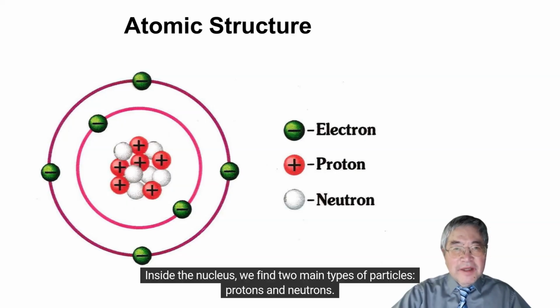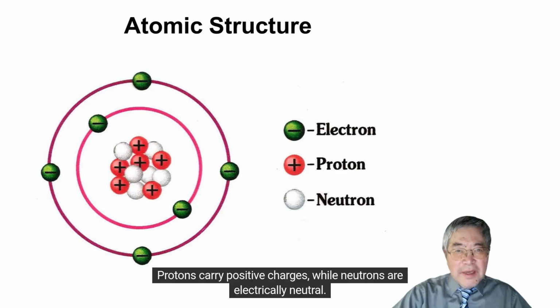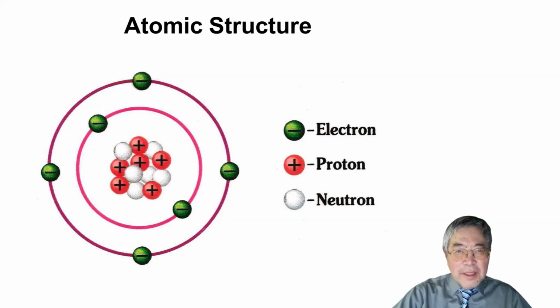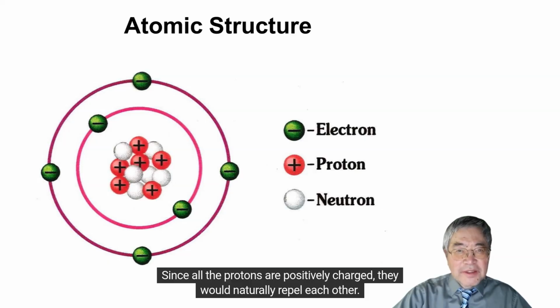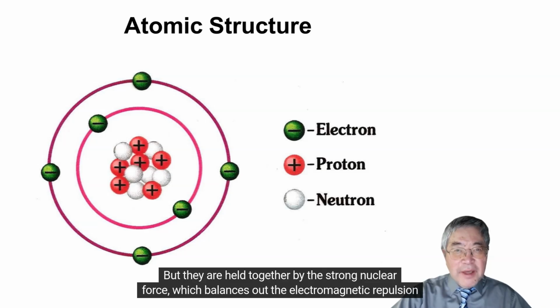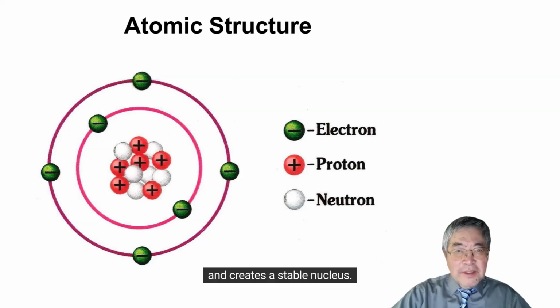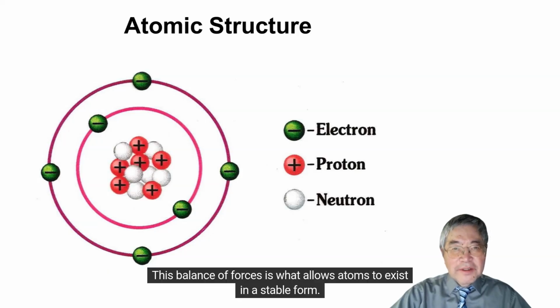Inside the nucleus, we find two main types of particles, protons and neutrons. Protons carry positive charges, while neutrons are electrically neutral. Since all the protons are positively charged, they would naturally repel each other. But they are held together by the strong nuclear force, which balances out the electromagnetic repulsion and creates a stable nucleus. This balance of forces is what allows atoms to exist in a stable form.